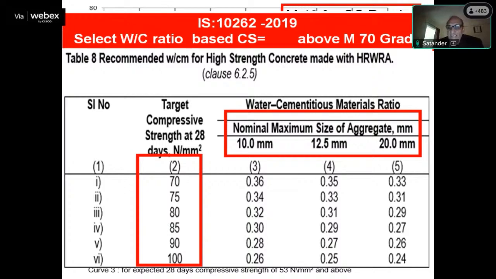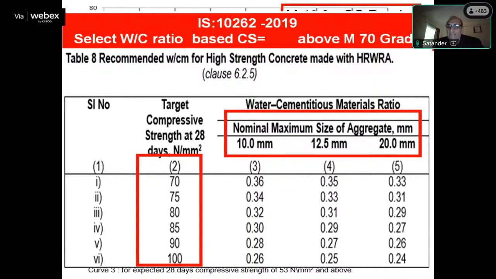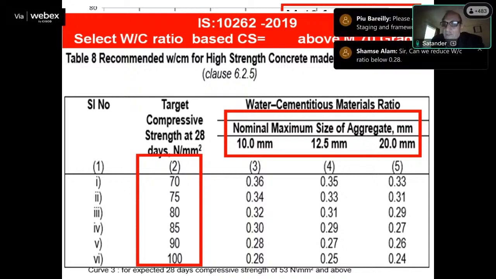If you are using high strength concrete, the water cement ratio does not depend on the type of cement. It depends upon the aggregate size. Please remember, in high strength concrete, if your nominal size is 10 mm, then the water cement ratio is 0.36. If you are using, say, 20 mm, then you have to put more cement. Less water cement ratio means more cement.